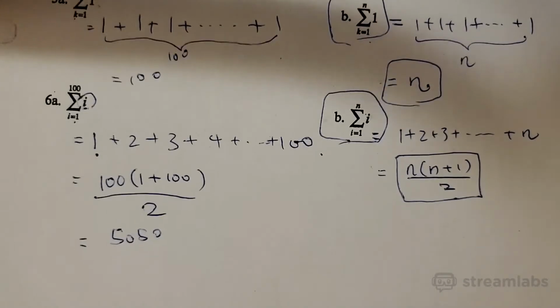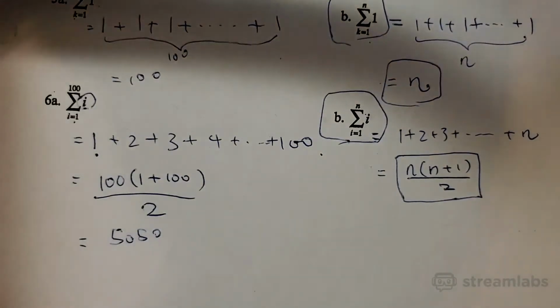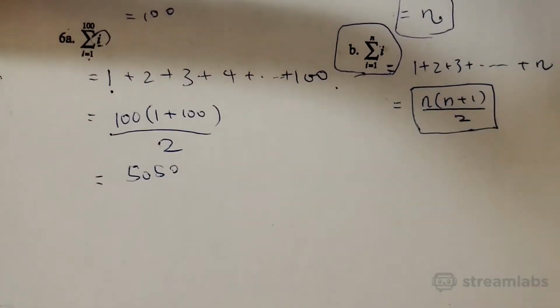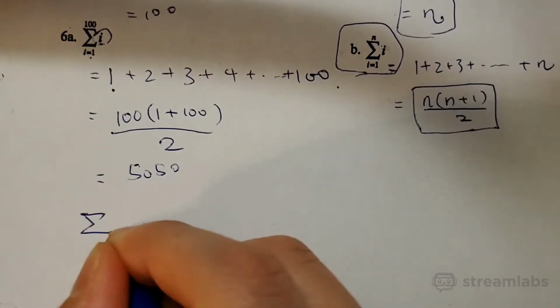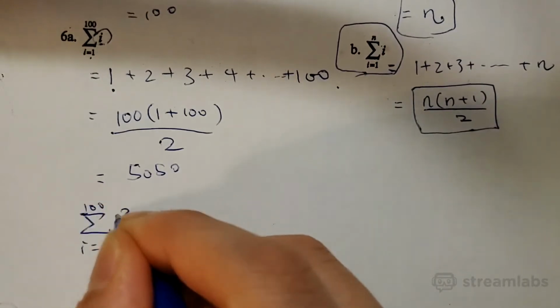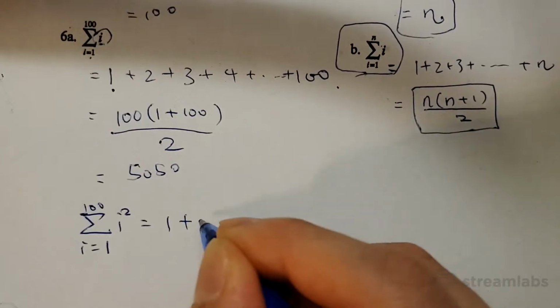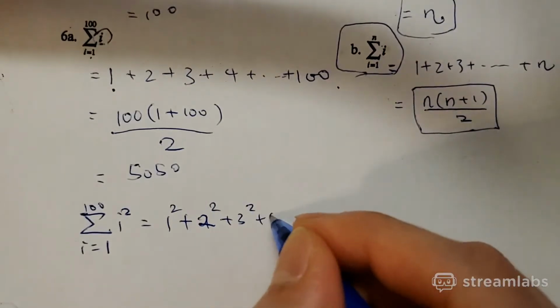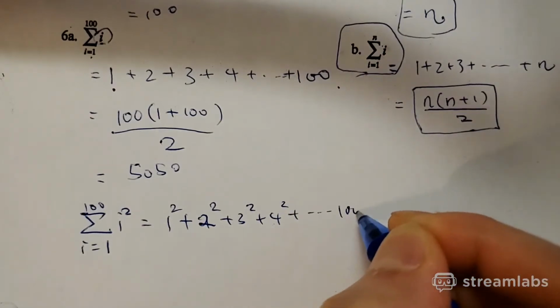There's one more I want you to look at, which is when it's i squared. This one is not in the notes, so I'm going to add this part. So sigma i from 1 to 100 of i squared, which is 1 squared plus 2 squared plus 3 squared plus 4 squared all the way to 100 squared. Okay?